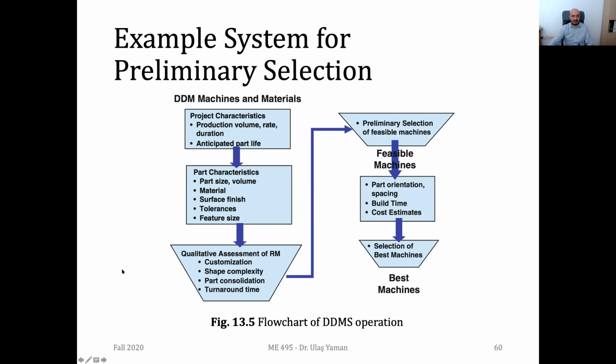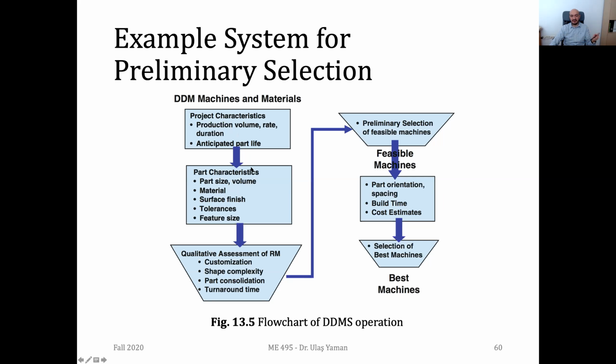This is the main flow chart of this software. So at first, we need to define the characteristics of the projects. So what should be the rate of production, the amount of time you're going to spend for production, what is the part life. For instance, you may need to use the parts for 10 years, for just a year maybe, or for a few months. So they will affect the result of this selection.